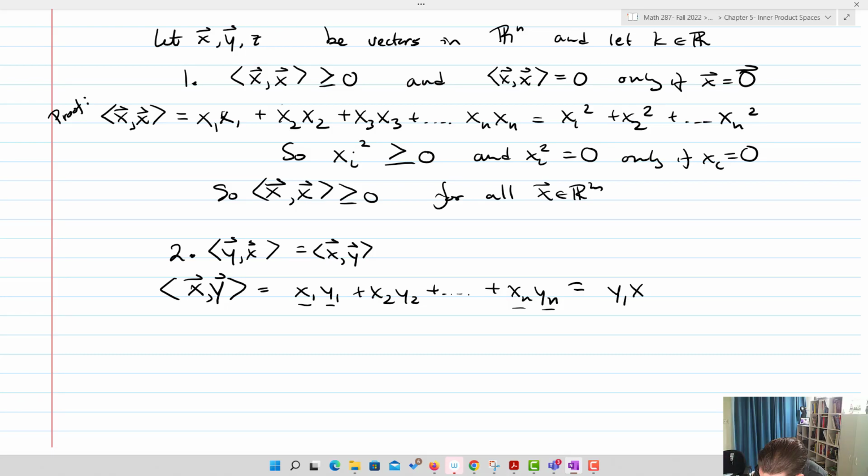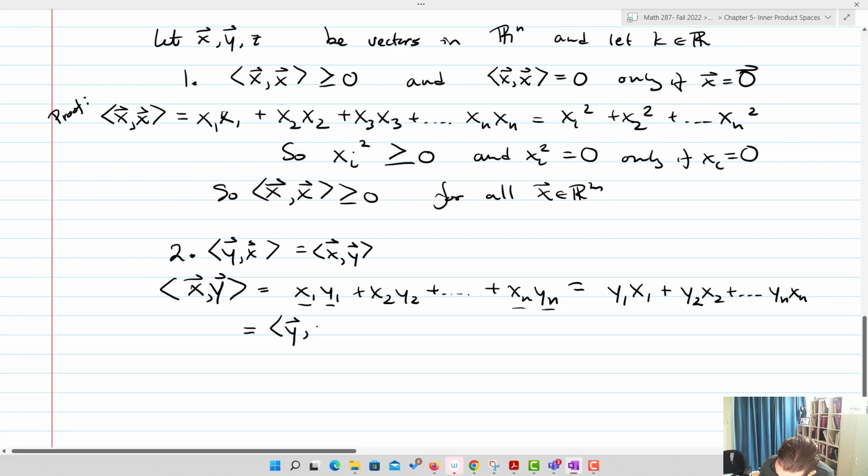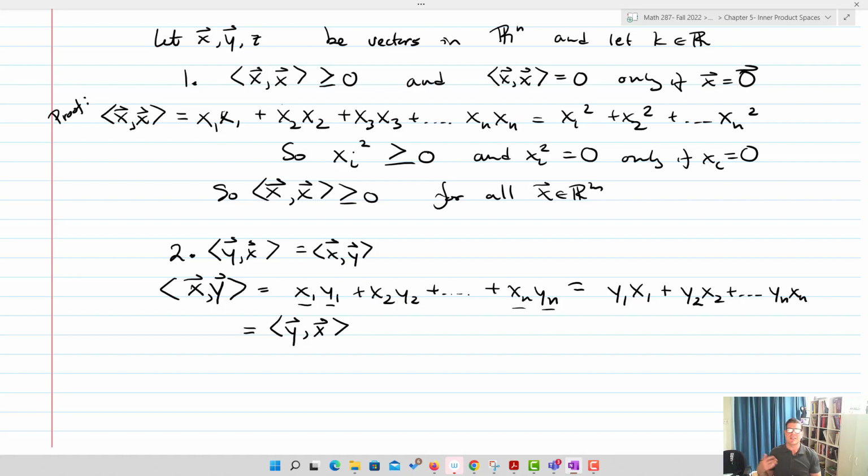y1 x1 plus, and then remember we can also commute addition with real numbers. So that allows us to do the same thing here: y2 x2 plus, and then go all the way down to yn xn. So basically we just switch our values. And that's equivalent to the dot product of y with x. Okay, so now we become more sophisticated mathematically. We do have to consider whether or not we have commutativity for our inner product space.